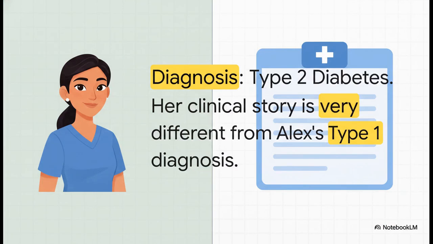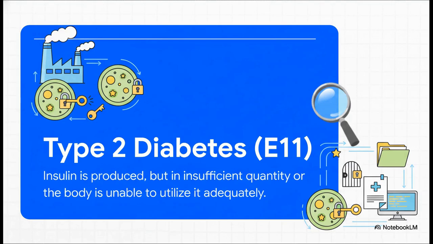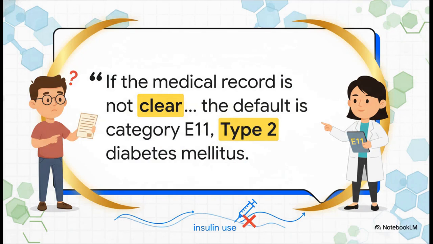Maria's chart says she has a diagnosis of type 2 diabetes, and her story is completely different from Alex's. See, unlike with Alex, Maria's insulin factory is still up and running. Her body is making insulin. The problem is with the delivery system. Her body's cells have become resistant to it. So you can think of the insulin as a key that's supposed to unlock the cell to let sugar in. In type 2, that key just doesn't fit the lock very well anymore. And this is the rule of all rules.